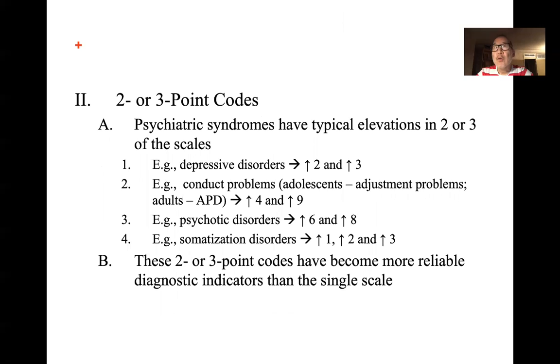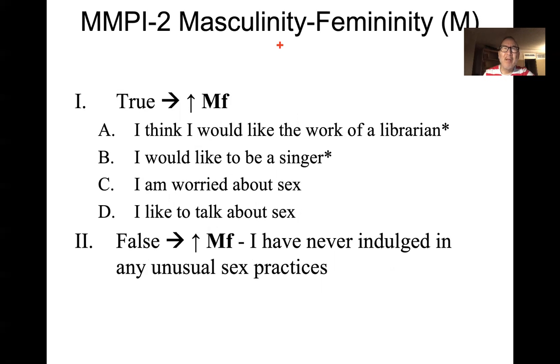Now, as mentioned earlier, the MMPI is not a diagnosis generating machine, or test. But if there are certain elevations in 2 or 3, sometimes even more than 2 or 3, but it's typically 2 or 3 scales, it lends evidence to the presence of a particular diagnosis. So, for example, if someone has elevations on scale 2, depression, and 3, what was 3?